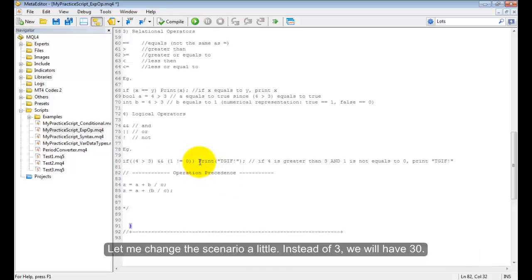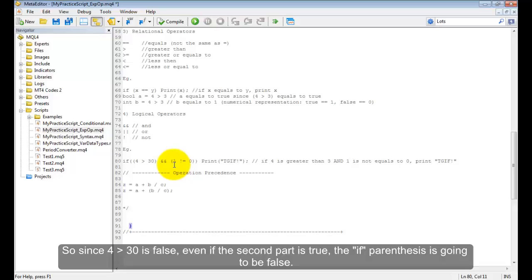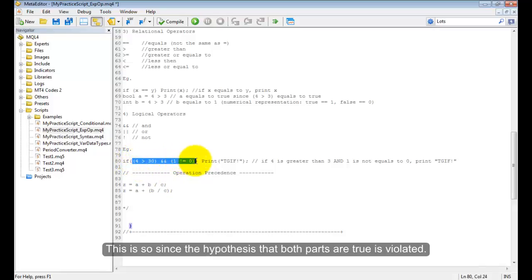Let me change the scenario a little bit. Instead of 3, we're going to have 30. So if 4 is greater than 30, which we know is not true, so this part is false. Therefore, no matter what the second part is going to be, this whole thing is going to be false, because the hypothesis that the first part and the second part are both true is violated.